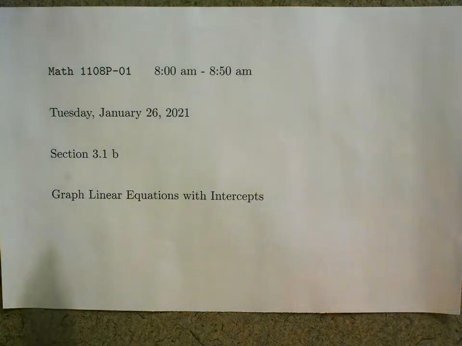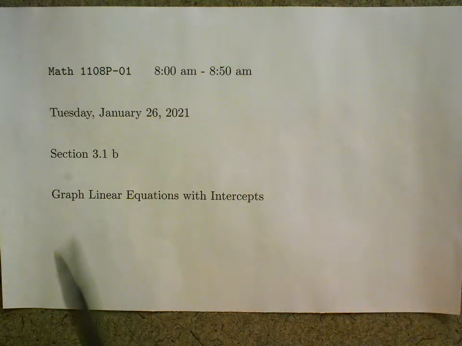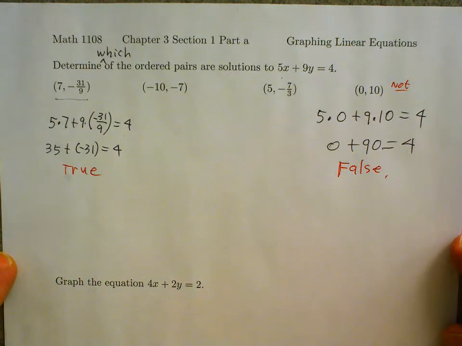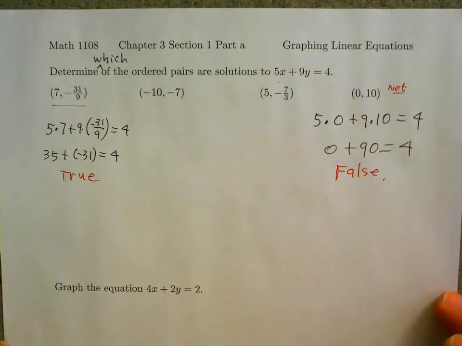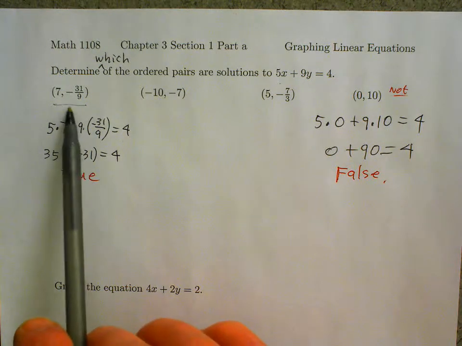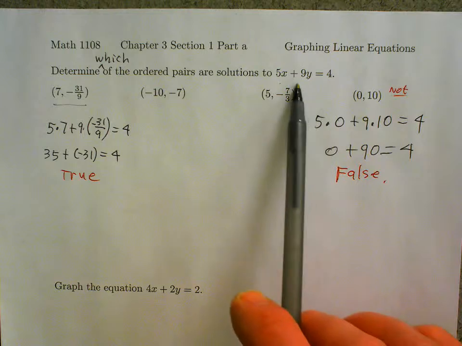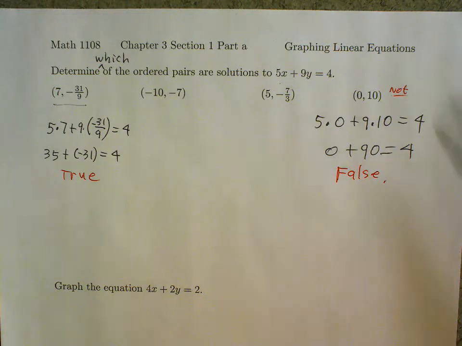In a few minutes, we'll look at section 3.1, part B, on graphing linear equations with intercepts. But first, we'll finish 3.1, part A. So we did the first two. We checked two of these ordered pairs in the equation to determine if they are solutions.